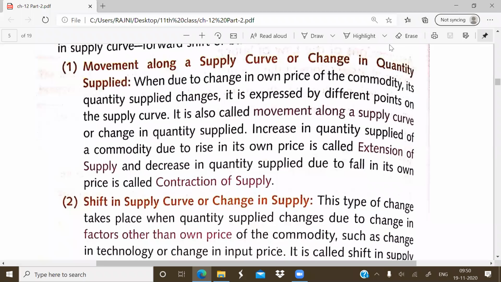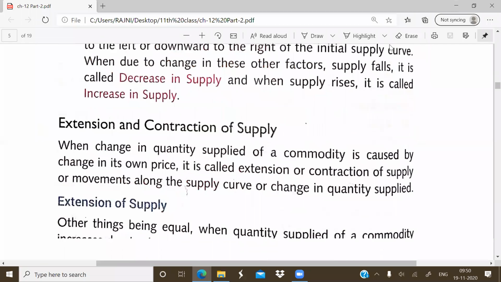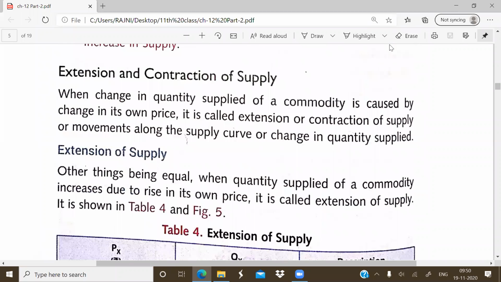Movement comes due to what? Due to the change in the own price of a commodity. But on the opposite side, shifting occurs due to the change in factors other than the own price of the commodity. So movement can come in the form of extension or contraction of supply. On the opposite side, shifting can come in the form of increase or decrease in supply.